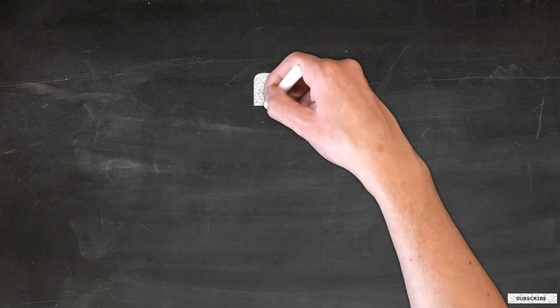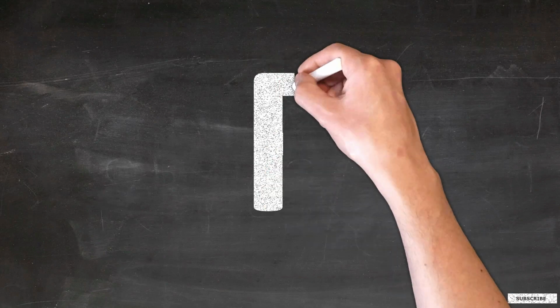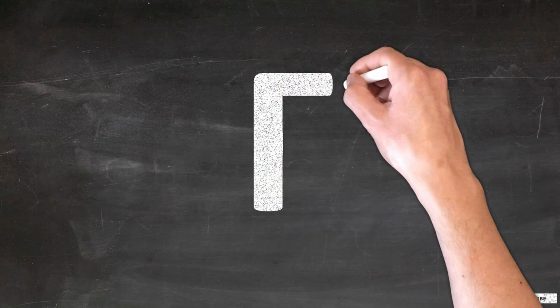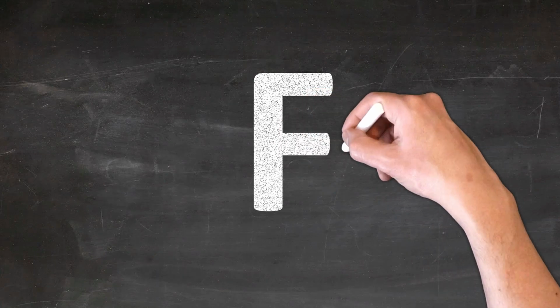Start from the top, draw a standing line down, go back to the top, draw a slipping line to the right. Go a little below in the middle, draw another slipping line to the right. This is capital F.